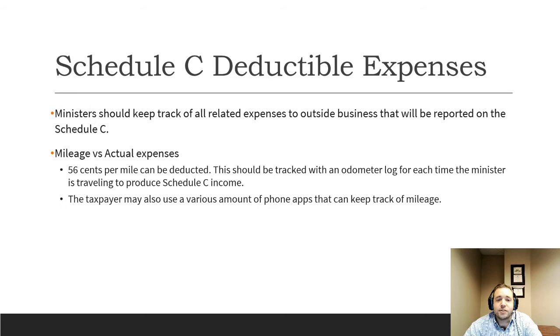So, ministers should keep track of all related expenses to outside business that will be reported on the Schedule C. A lot of the times you can get away with an estimate, but you really need to keep up with really good records. You need to keep an Excel spreadsheet or a little QuickBooks Online account and put everything in there that you can think of to help you get the maximum amount of expenses against this income.